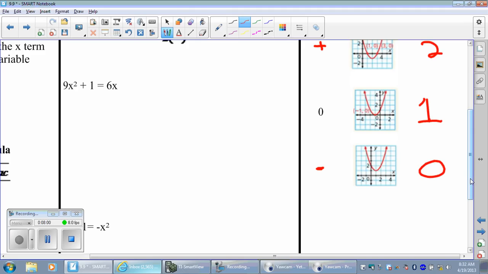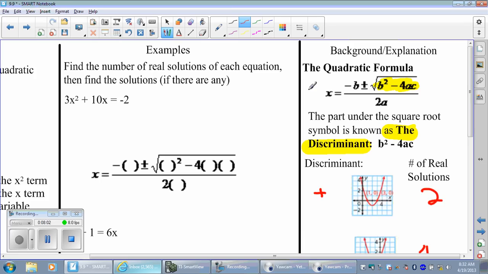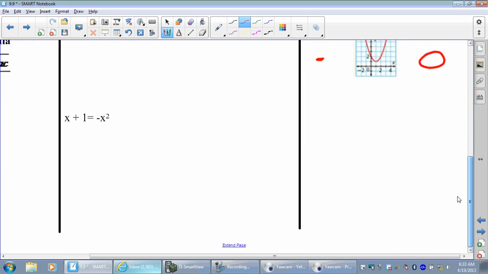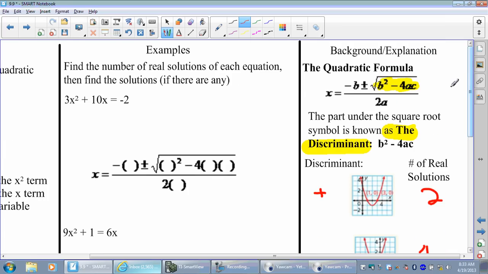I'd like to know how many answers I might find. Now, let's try and solve this one right here. Find the number of real solutions of each equation, then find the solutions. So, the first thing we could do, because this whole formula is based on a, b, and c. Now, we're not going to know a, b, and c until we put this in standard form, meaning, and you have the steps down here at the bottom, I guess on the next page, but the first thing we want to do is set this thing equal to 0.